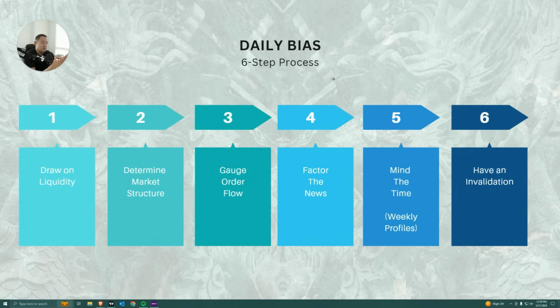All right, 2 is determining market structure. Do we have higher highs, higher lows, or lower highs, lower lows going into the market? Are those highs or lows being respected or rejected? We'll get into that on some of these next slides. Gauging order flow.